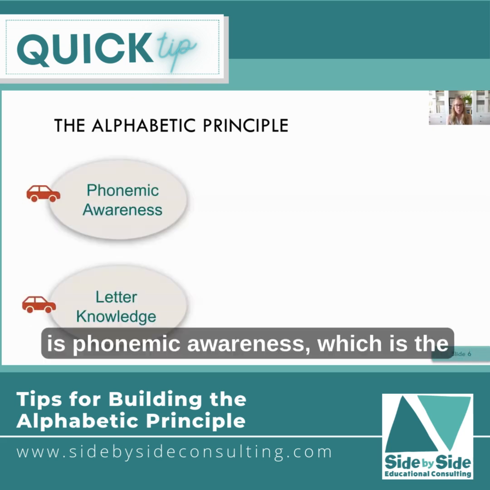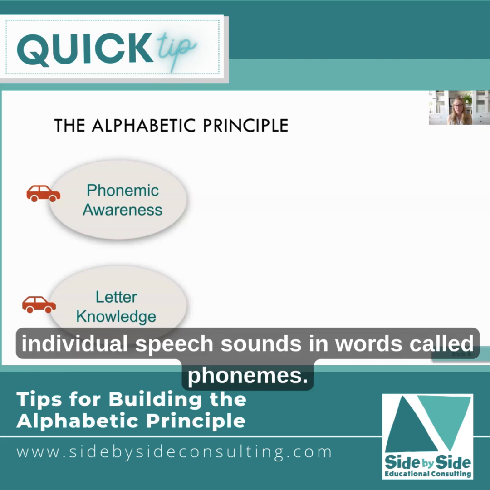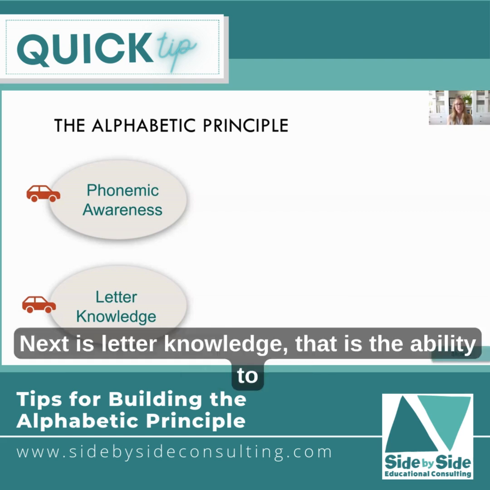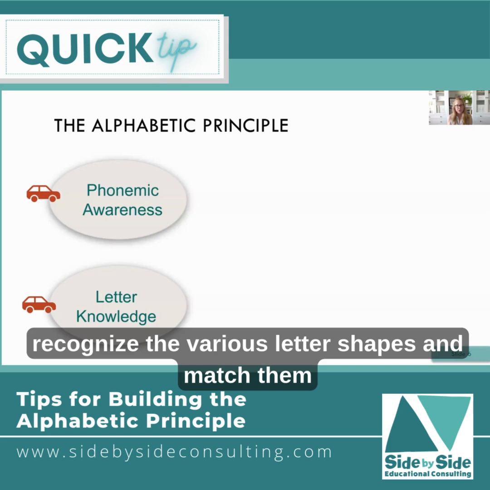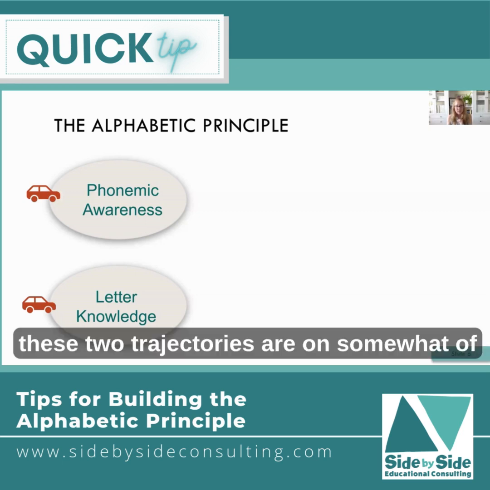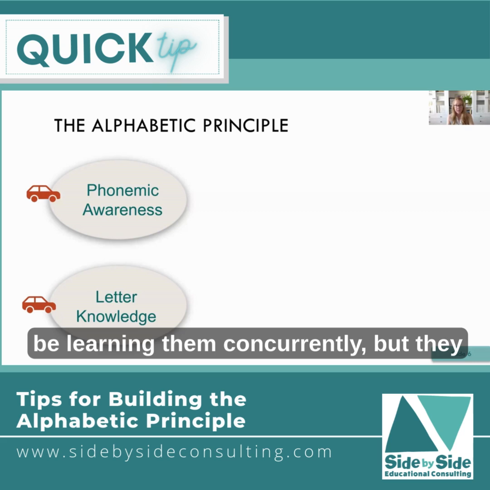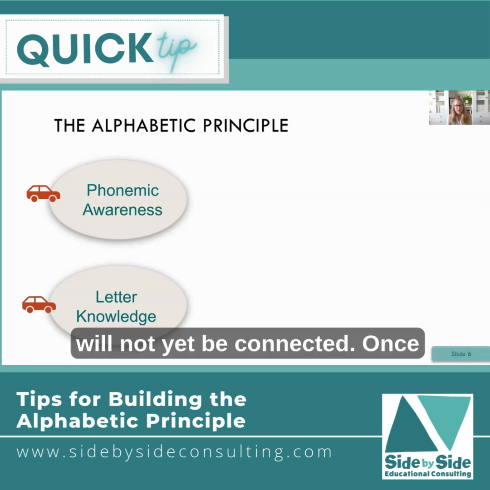First is phonemic awareness, which is the ability to discriminate between and manipulate individual speech sounds in words called phonemes. Next is letter knowledge. That is the ability to recognize the various letter shapes and match them with their letter name. Now, in early literacy, these two trajectories are on somewhat of a separate track for a time period. Children will be learning them concurrently, but they will not yet be connected.